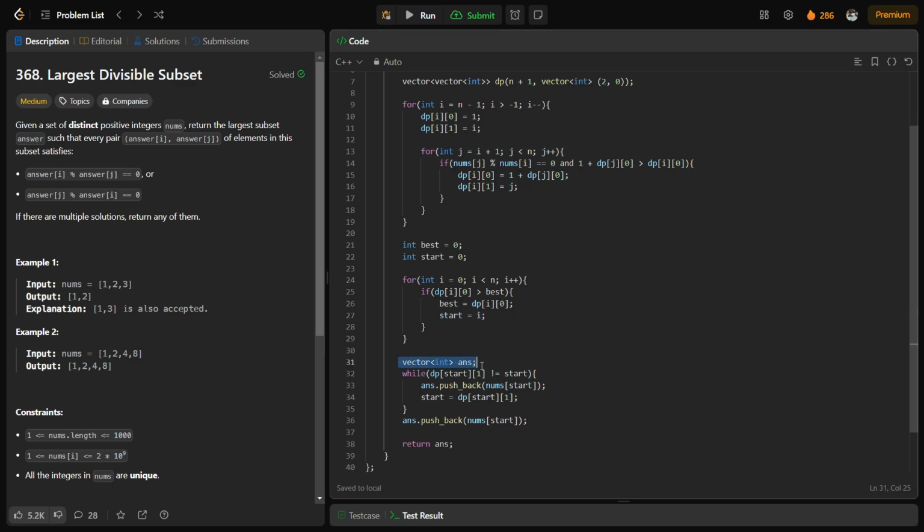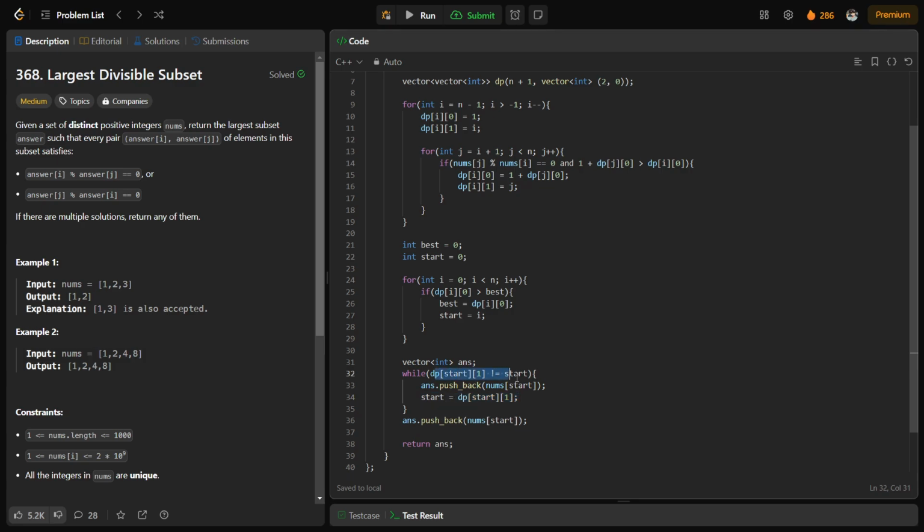So I will initialize this vector of answer, and while dp of start[1] is not equal to start itself, you see that this was true when this is going to be the last position, right? dp of i[1] I initially marked as i itself, the best answer starting from here. So basically this condition is going to get triggered when the start element that I currently have is the last position. So while it is not equal to this one, I am going to push back nums of start and update start as dp of start[1], right?